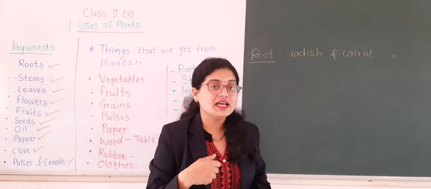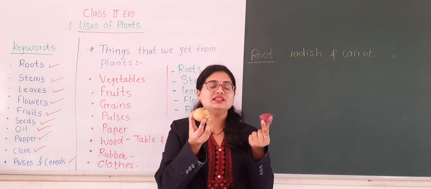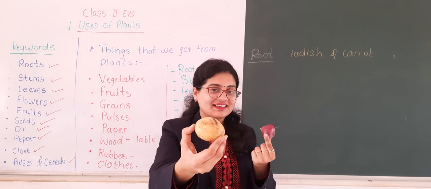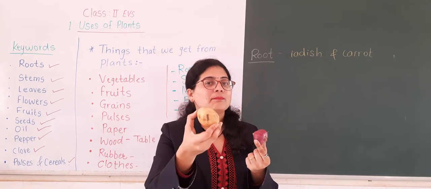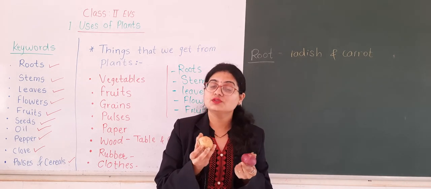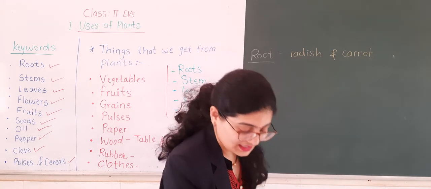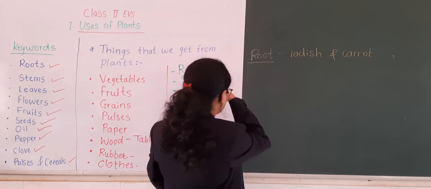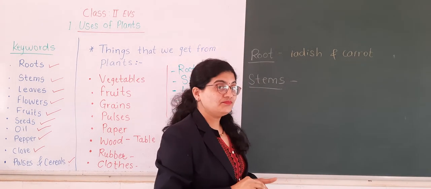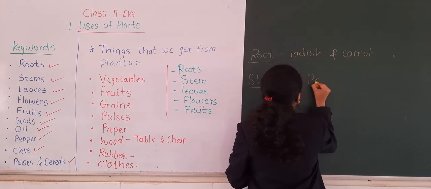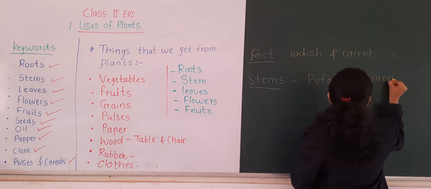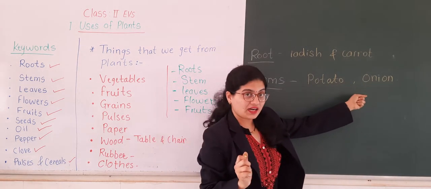Now we'll move toward the next thing. Can you tell me, students, what things these are? Can you name this thing? Yes. What is this? This is potato. And this is onion. Which part of a plant are these things? Do you know that? Yes, very good. These are the stems of a plant. Which part do we eat as a stem? Yes, we eat potato and onion. Right, these are the stems of a plant.